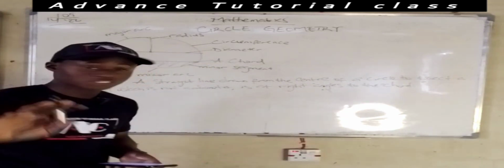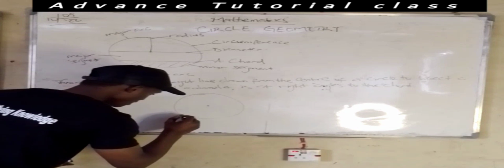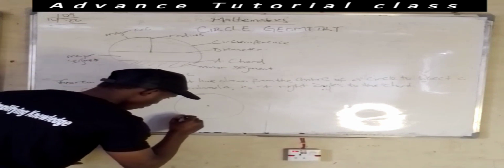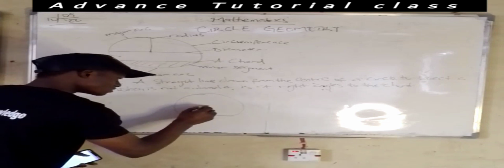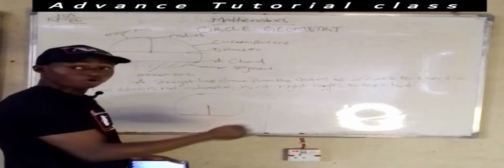Now I will have to explain what this means. A straight line drawn from the center of a circle. So we have a circle here, and this is the center of the circle. Now, to bisect a chord, we have to draw this chord first. Let our chord be at the bottom part of the circle, and then we draw a straight line from the center of the circle to touch the chord. So it's bisecting this chord, meaning that it is dividing the chord into two equal parts.